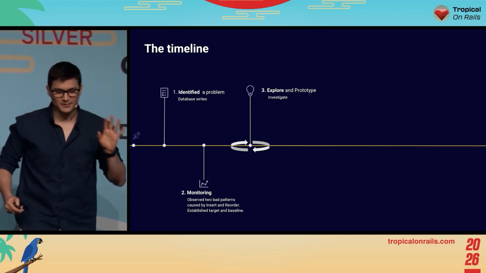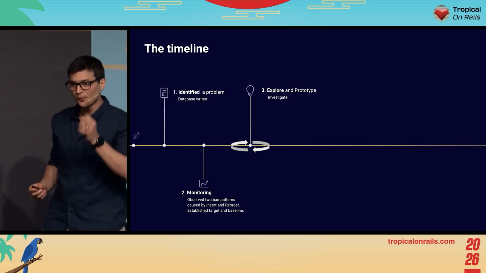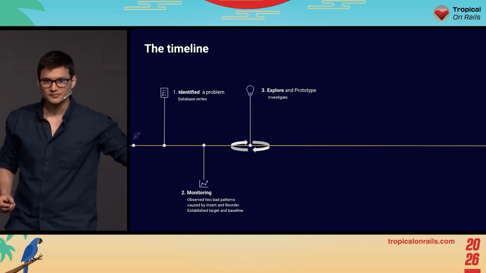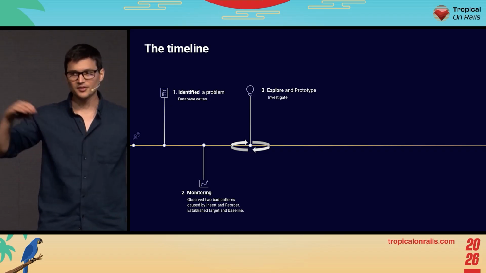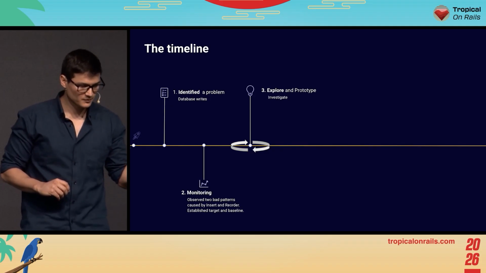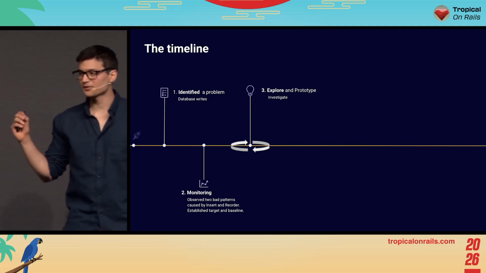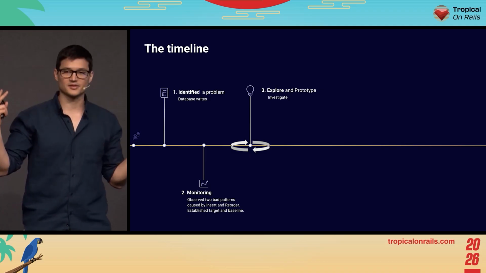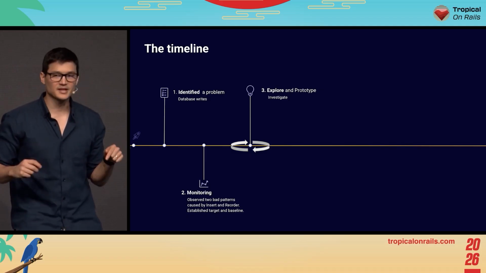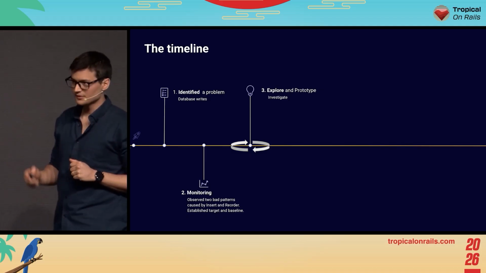Okay, let's recap. Where are we now? We identified the problem: DB writes increased, and we have spikes. We looked at our monitoring, and we noticed that it was caused by reordering and inserting. Now it's time to explore a solution. So let's do that.